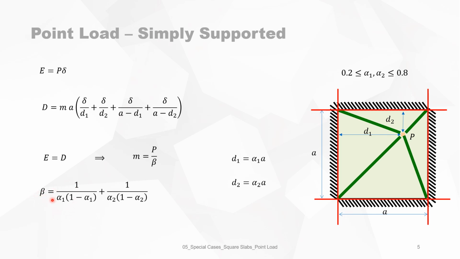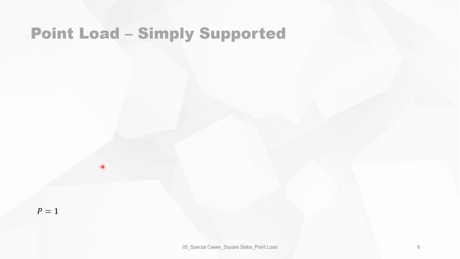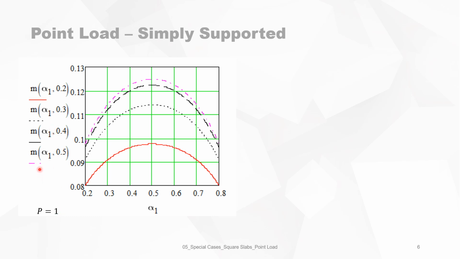But we make it a little bit easier to handle. We say that d1 is equal to alpha 1 times a, and d2 is alpha 2 times a. So it's just a dimensionless expression. Now we can make a graph of the maximum bending moments m as a function of alpha 1 and alpha 2, so in fact as a function of d1 and d2. We can draw this graph for P equal to 1, so that's the scale for the bending moment. For other point loads, you just multiply this value by the load.